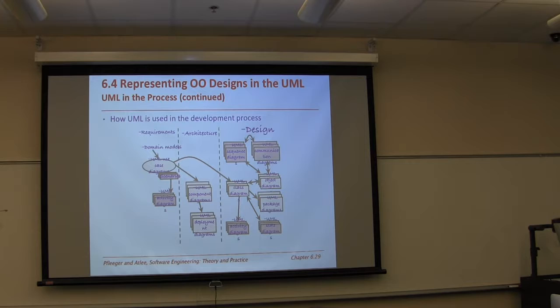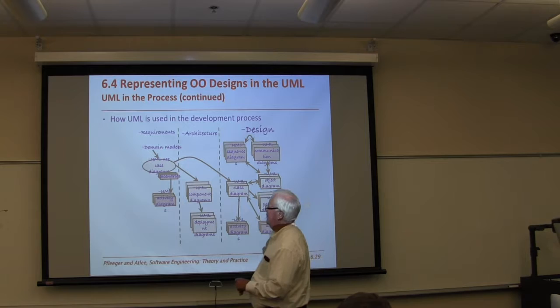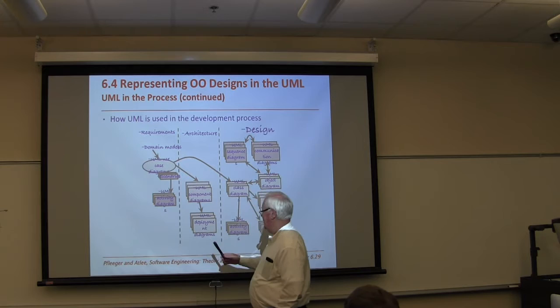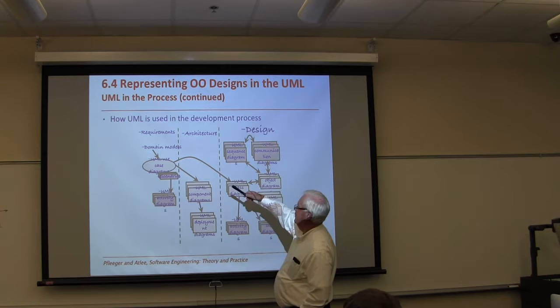So here's an example of UML being used. They're not going to tell us what the application is, but there's an application we're going to see in a minute. You can see how UML is used: UML component diagrams, UML deployment diagrams, class diagrams, sequence diagrams, and so forth. This is in the requirements area, this is in the architecture area, and then in the design area.